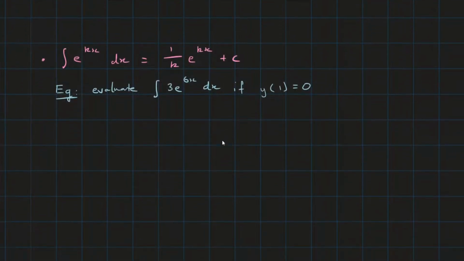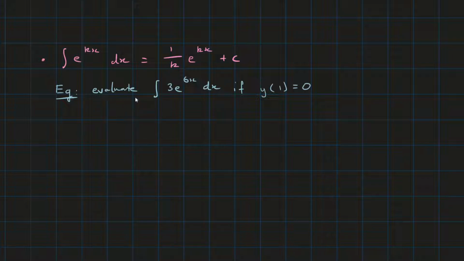Awesome. Now the last rule we'll talk about is an exponential rule. So the integral of e to the power of kx is equal to 1 over k e to the power of kx plus c. So you can see that it's a very simple form, similar to when you differentiate e to the power of kx.